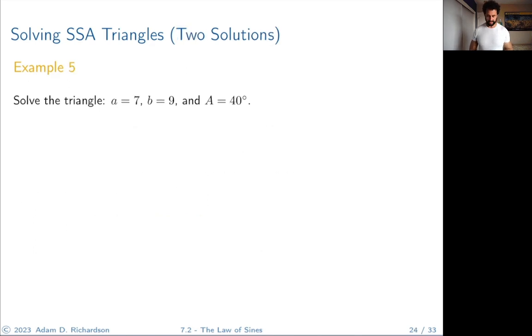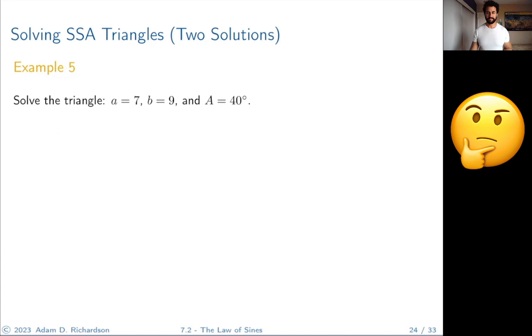All right, so let's take a look at this example here. Once again, we know two sides and we know an angle. So we're going to have to use the law of sines to approach this. So I'll let you think about it for a minute. So think about how you would approach it first.